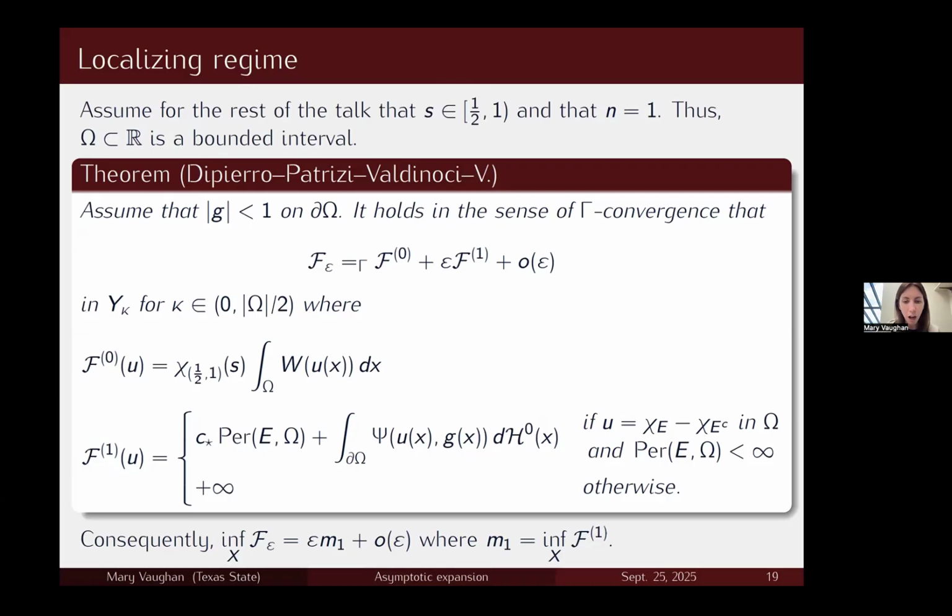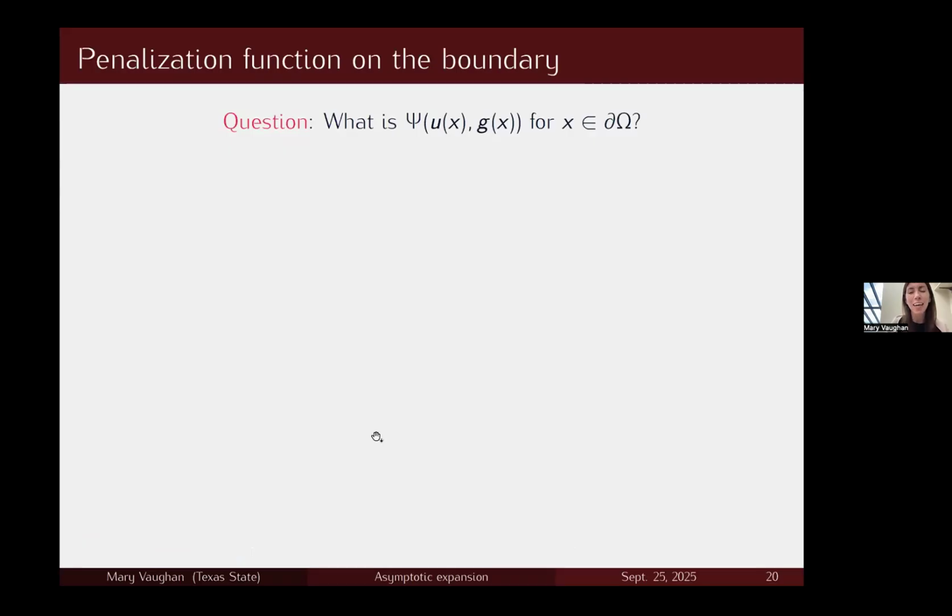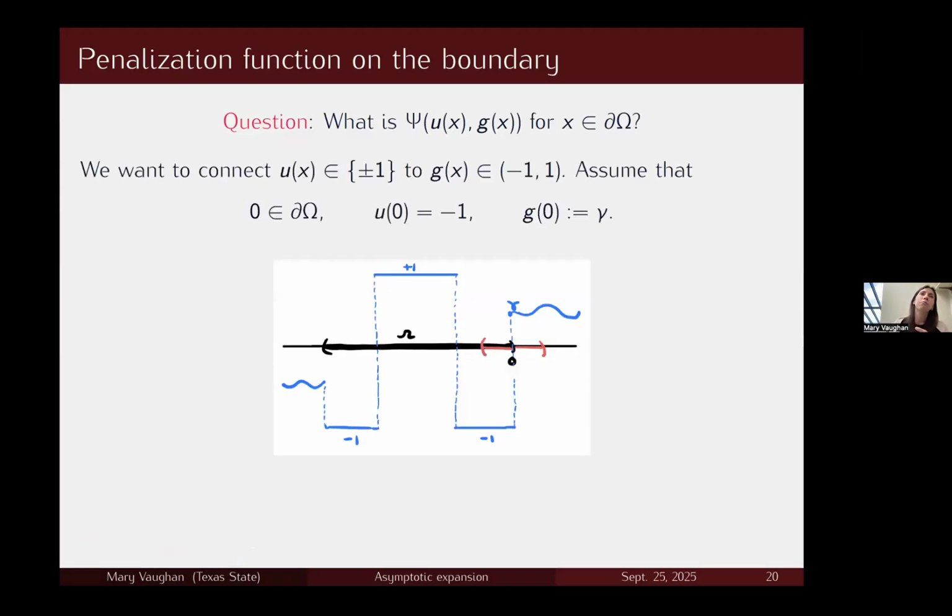Okay, so I haven't said what this function is, so that's the last part I want to address. What is this, what I call the penalization function on the boundary? Well, to understand it, we want to think about what's done in the interior. In the interior, to prove the gamma convergence, you use these heteroclinic connections that in an energetically appropriate way connect -1 to 1. So they give you a way of connecting the two phases in the interior. We want to do something similar at the boundary.